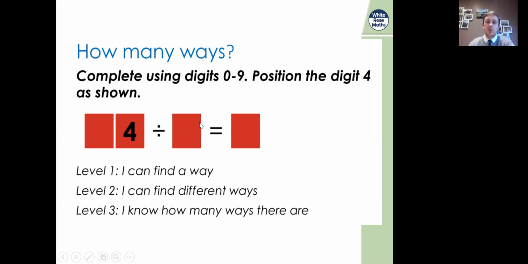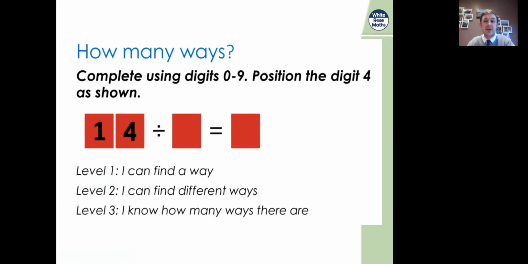We're dividing it by a 1-digit number, and we're getting a 1-digit answer. I'm going to show you that there are different levels here. If you found one way of doing it, that's level 1. If you can find more than one way, that's level 2. If you can find all the ways, that's level 3. So we're going to do one of them together. Everyone's going to get to level 1.